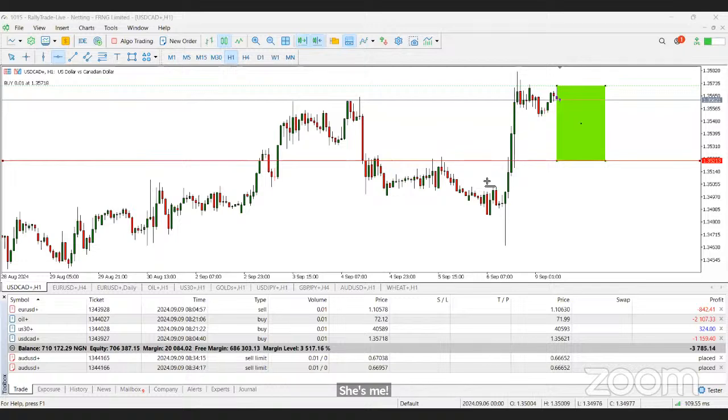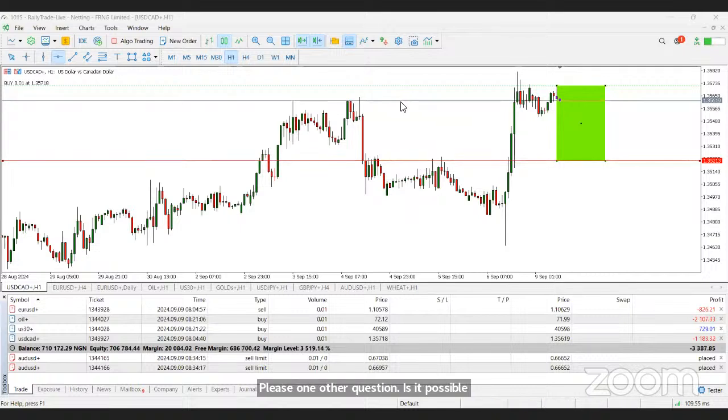It's just fundamental. Please, one other question. Is it possible for one to manually take profit on an AI account? I observed that most times it will be in profit but it will not close, and my account officer told me it's because the take profit has not been reached. So I don't know if I can take my profit on my own. Just take your profit if the AI refuses to. Yes, you can take your profit, man. It's advised.